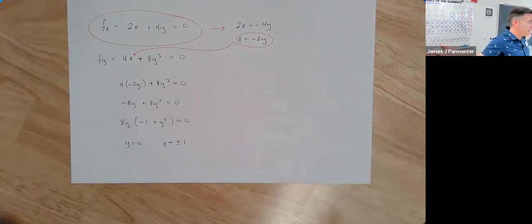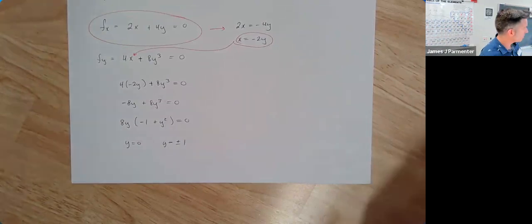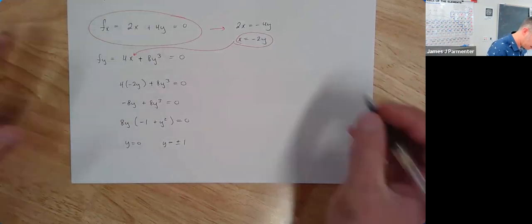Now we're not done. We actually haven't found any critical points yet. All I found is half of 3 critical points. I found the y coordinate of my 3 critical points. So now I'm going to take... welcome. It's all right. We're almost done.